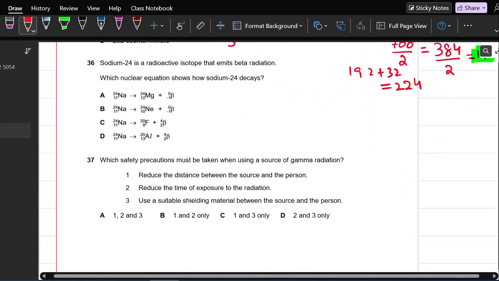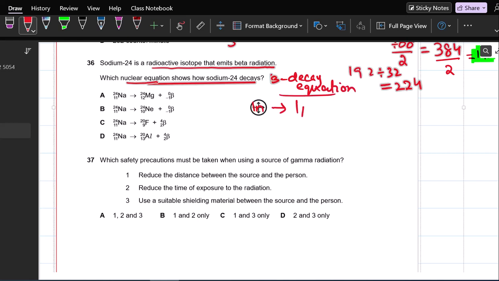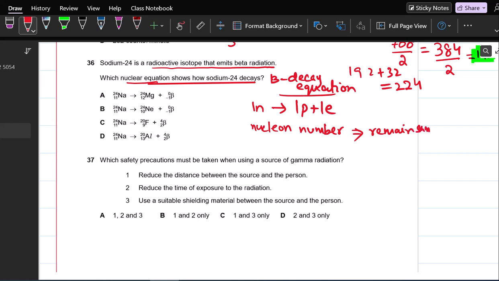Sodium-24 is a radioactive isotope that emits beta radiation. Which nuclear equation shows how sodium-24 decays? So a beta decay equation is going to be there. In beta decay, what happens? One neutron changes to one proton plus one electron. So the nucleon number will remain the same, it will not change.